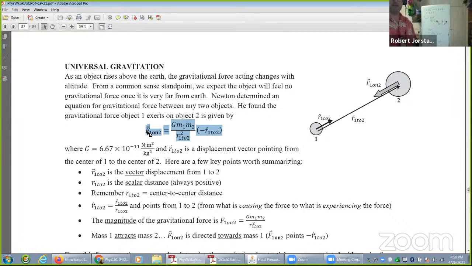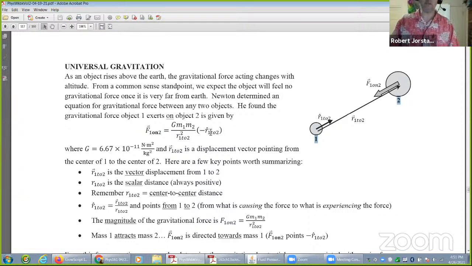This could be my foot and a bucket. It could be Mars and Jupiter. It could be the sun and our moon. It could be a satellite and our moon, or a satellite and our Earth, or the moon and our Earth. Basically, any 2 objects have a gravitational force between them.